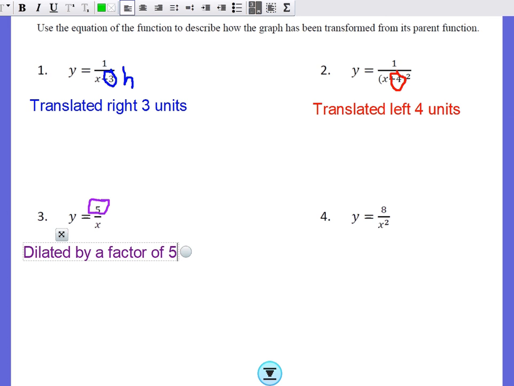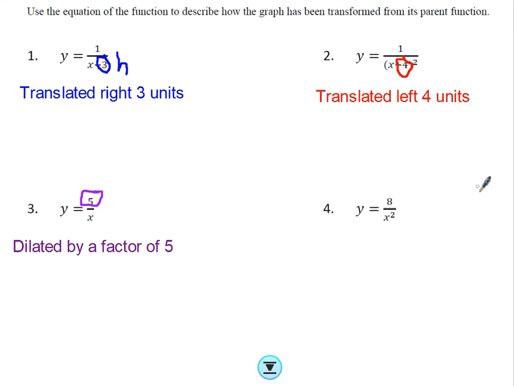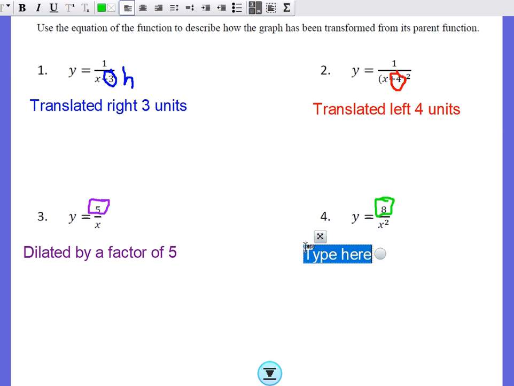Same idea if you look at number 4. Again, we've got x squared here instead of x, but it's the same idea for the transformations. We've got this 8 here instead of a 1 in the numerator, so that means that it has been dilated by a factor of 8.